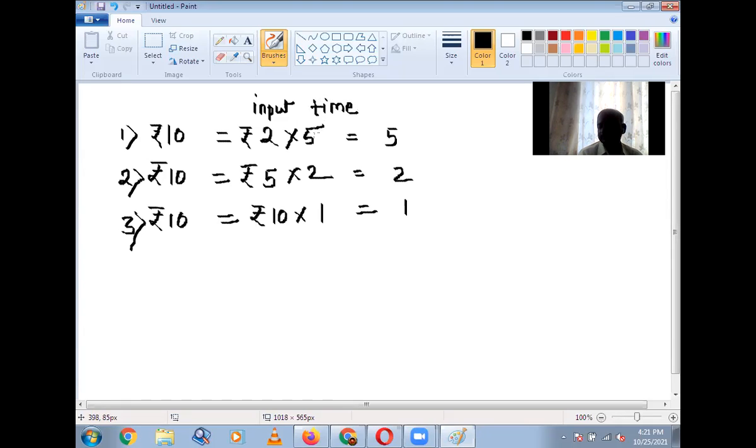Are you getting? And this is time complexity. That is T of 5, T of 2 and T of 1.